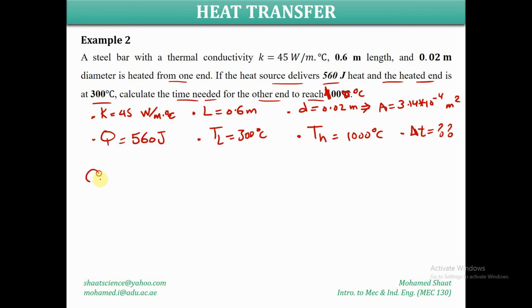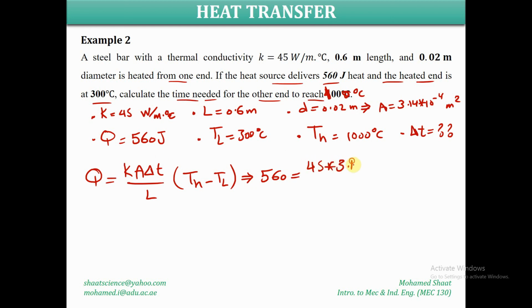So it's still the same expression: Q equals K times the area times delta T, divided by the length of the bar, times T_H minus T_low. Your objective now is just to calculate the delta T, which is the time. So do the substitution. We have 560 equal to the thermal conductivity, which is 45, times the cross-sectional area we just calculated, 3.14 times 10 to the power negative 4, times delta T, we have no clue how much it is, divided by L, which is 0.6, times 1000 minus 300.